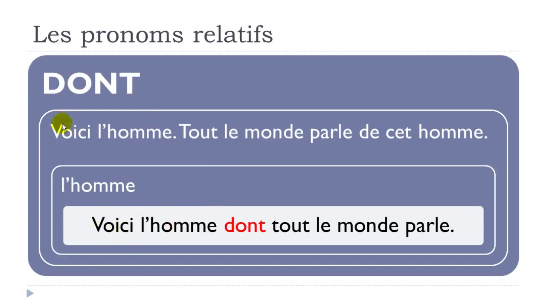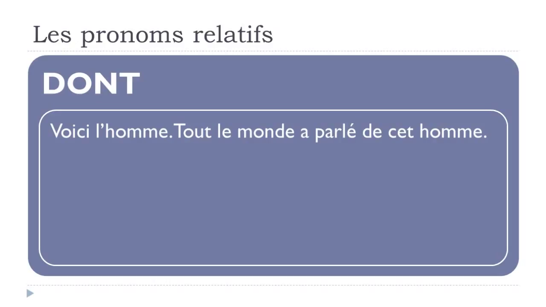Voici l'homme, so the first part doesn't change. Dont, so you put here your pronom relatif, then tout le monde parle. So you just put back what we've got, subject and verb. It's not really difficult.